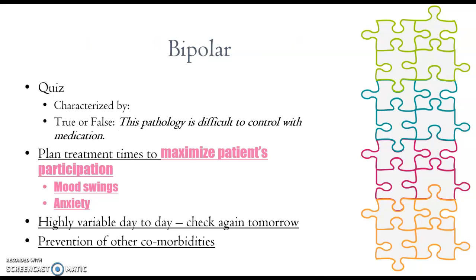Our final is bipolar. Remember with bipolar, they have two extremes of emotion: extreme high mania and extreme low depression. Oftentimes anxiety can be mixed in. They're very variable day to day. So you could have a patient who refuses today because they're feeling low, and then tomorrow is fine. Remember, this might be something to be aware of with regards to achieving goals and discharge.